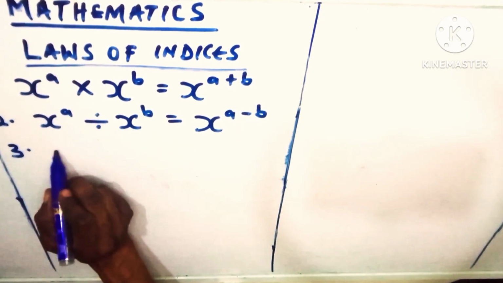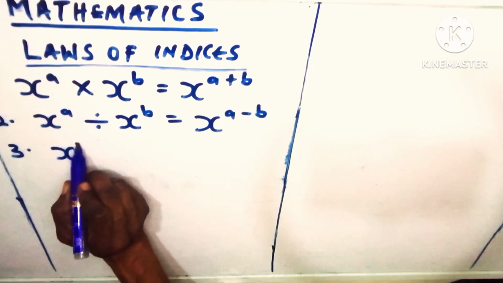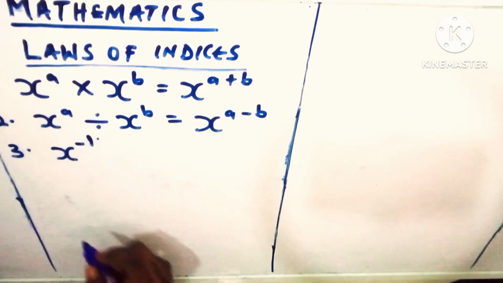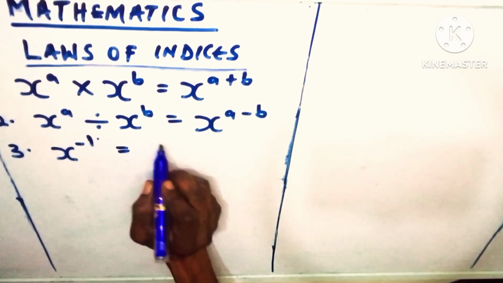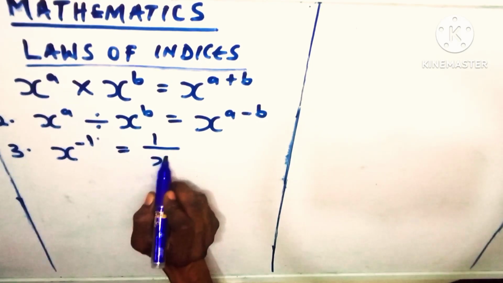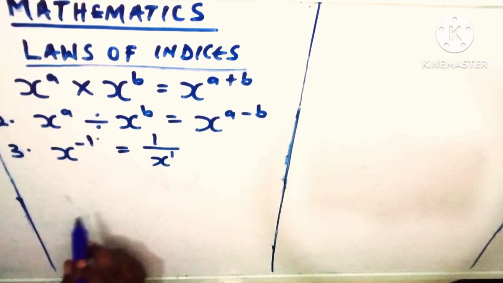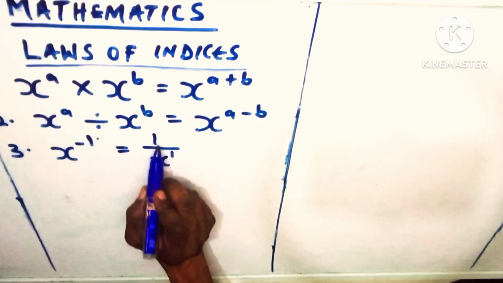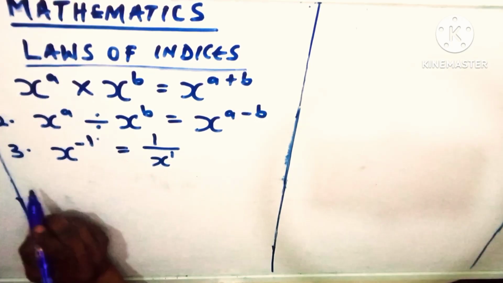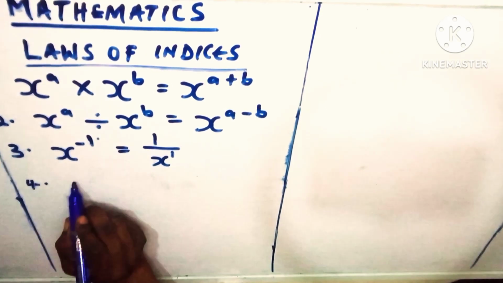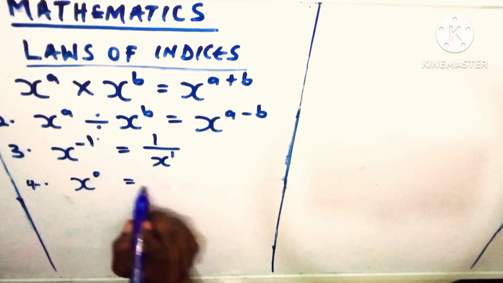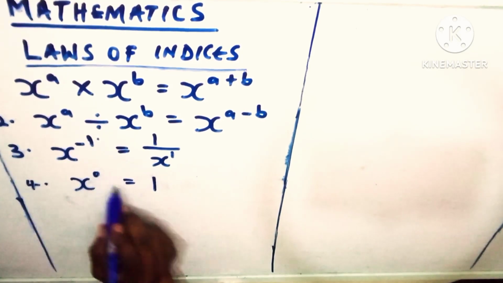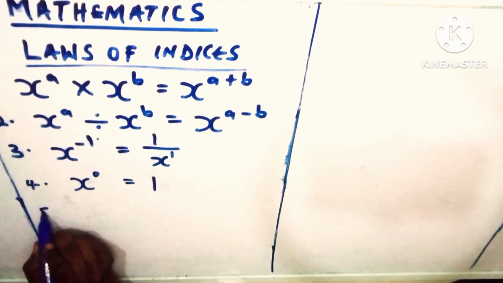Number 3 is negative index law. x^(-1) is equal to 1 over x^1. To remove the negative 1, it will be 1 over. Take note. Number 4, zero power law. x^0 is equal to 1. In indices, anything raised to power 0 is equal to 1.